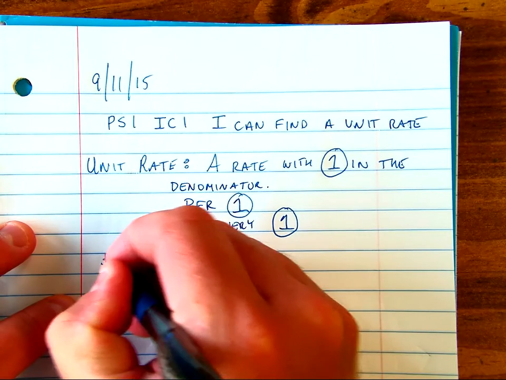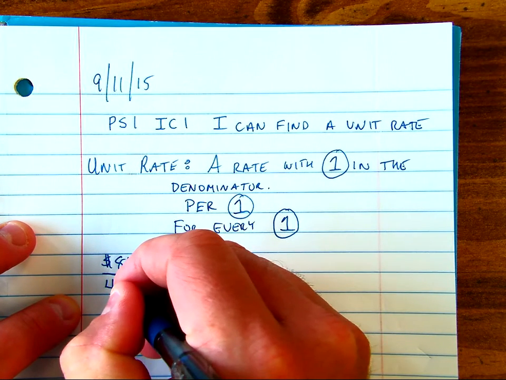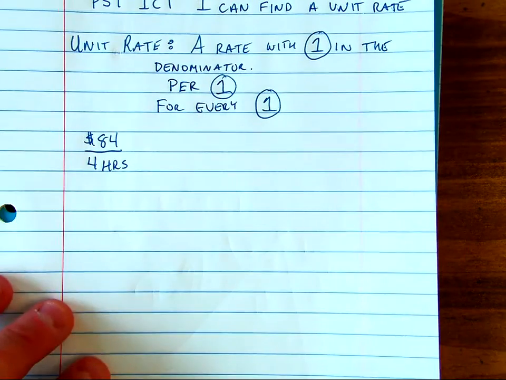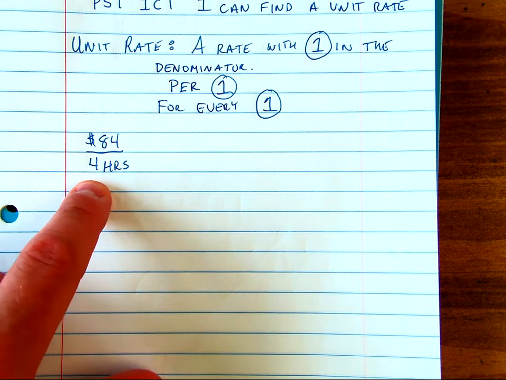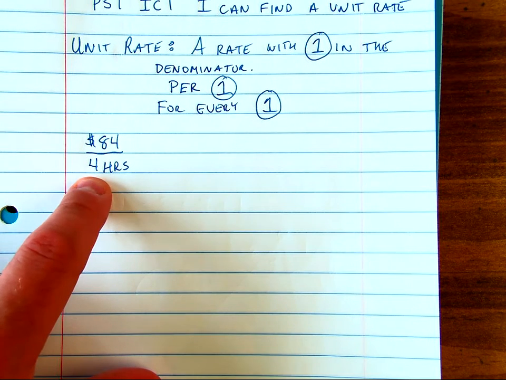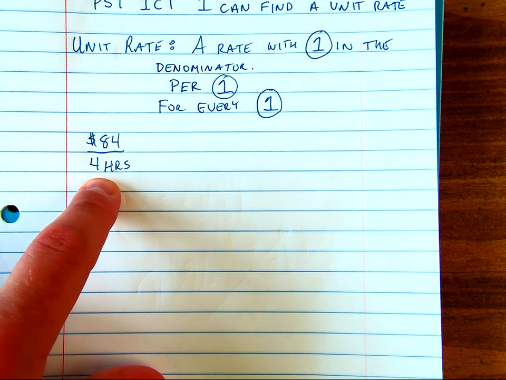Is this a unit rate? No. This is actually called a ratio. It's also called a rate. Why is this not called a unit rate? Sean? Because it doesn't have 1 as the denominator. Correct. There's no 1 in the denominator. So we call this a rate or a ratio.